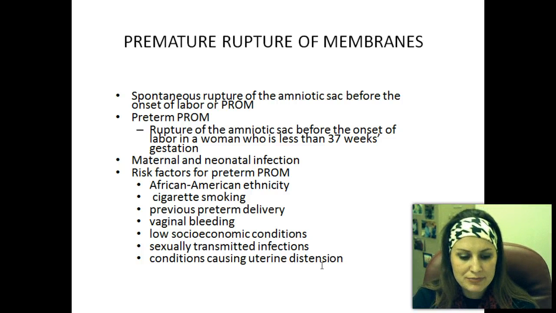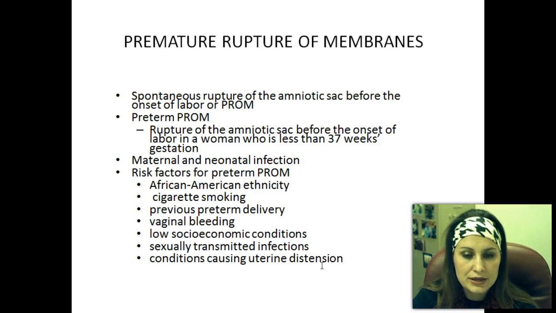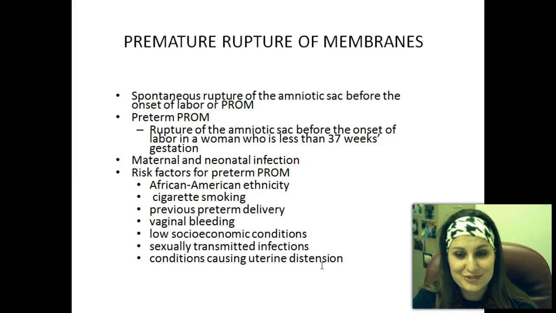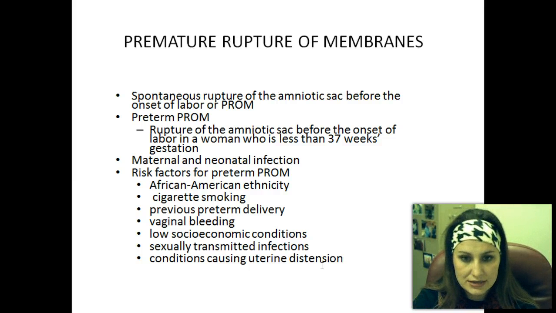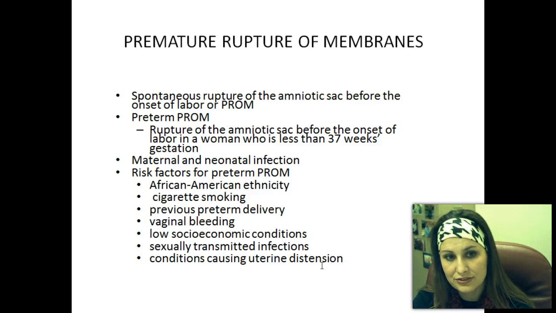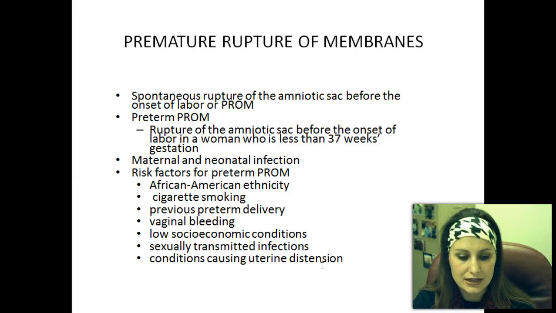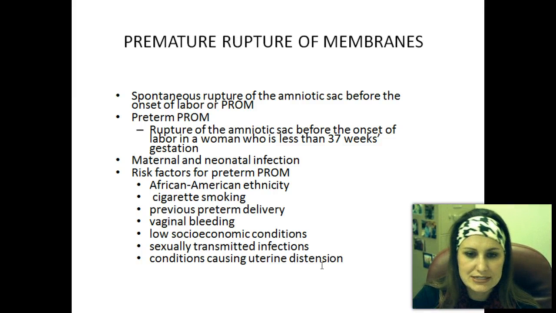Premature rupture of membranes. This occurs if it is before 37 weeks. So spontaneous rupture of the amniotic sac before the onset of labor. Preterm premature rupture of membranes is the rupture of the amniotic sac before the onset of labor in a woman who is less than 37 weeks gestation. So premature rupture of membranes, we're thinking 37 weeks and no labor. Preterm is before 37 weeks.